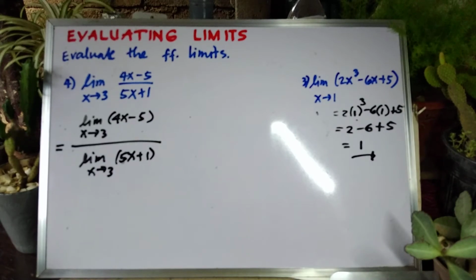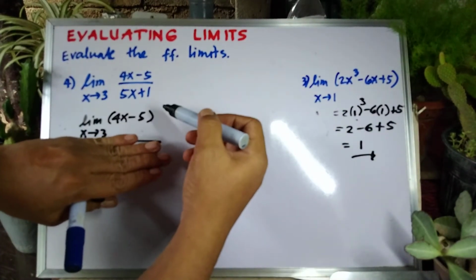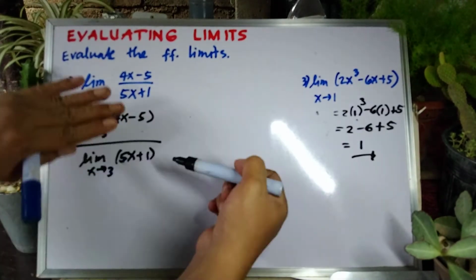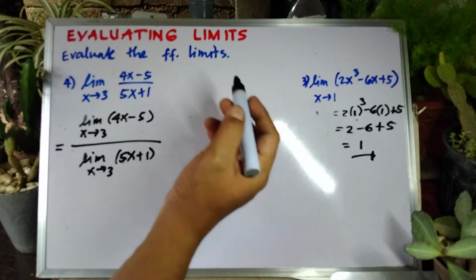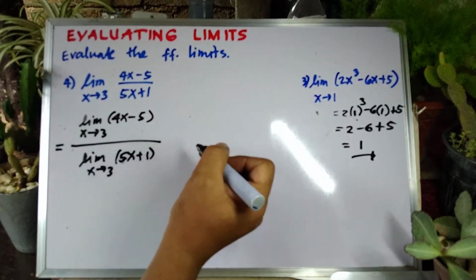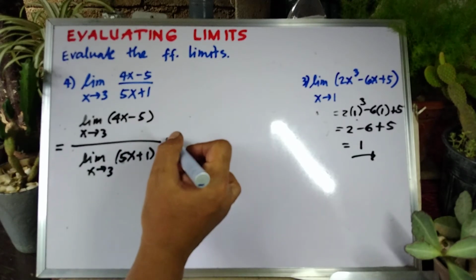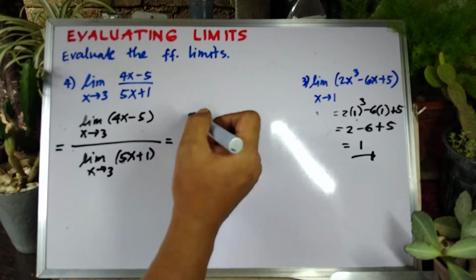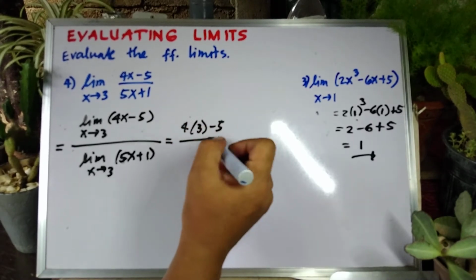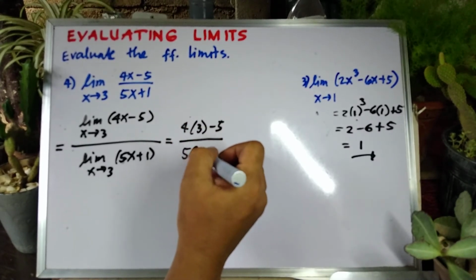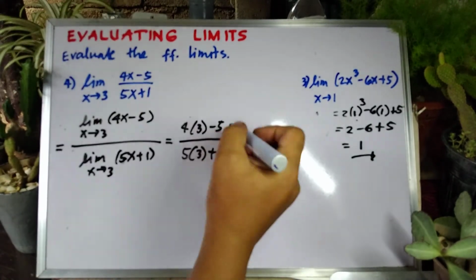Okay. So, without looking at the denominator, di ba para na rin siyang example number 1 natin? Without looking at the numerator, para na rin siyang example 1 natin. No? I-apply natin yan. Kung magaling na kayo, by studying our previous examples, dire-diretso lang. Pwede nyo itong gawin. 4 times 3 minus 5 over 5 times 3 plus 1. No? Para madali lang. Okay?